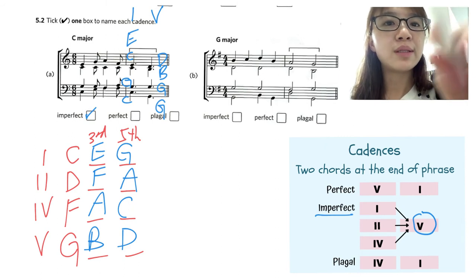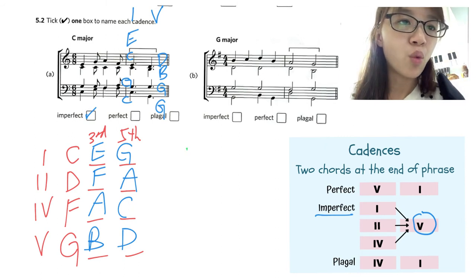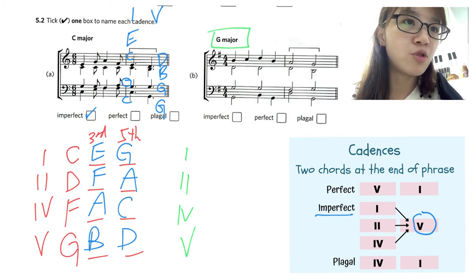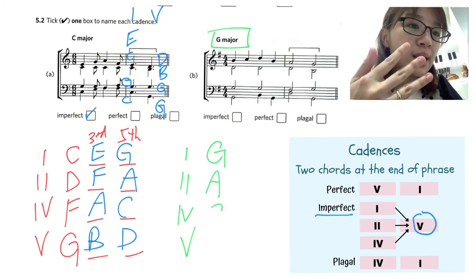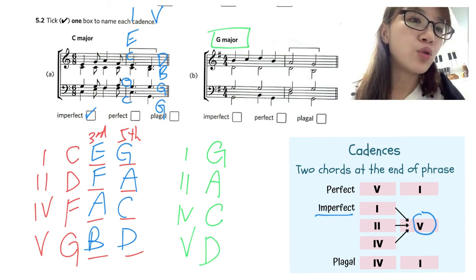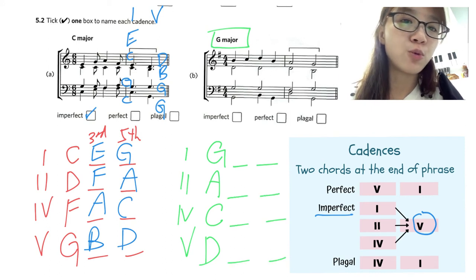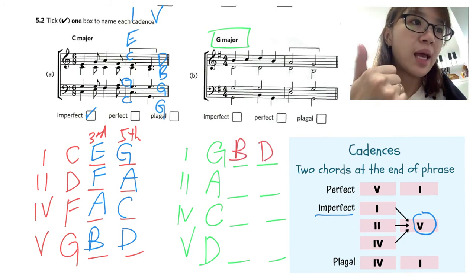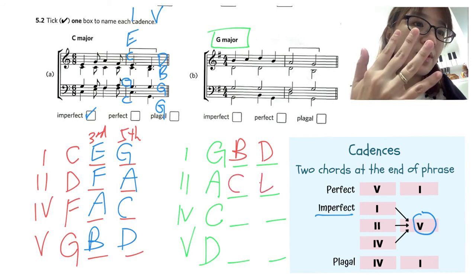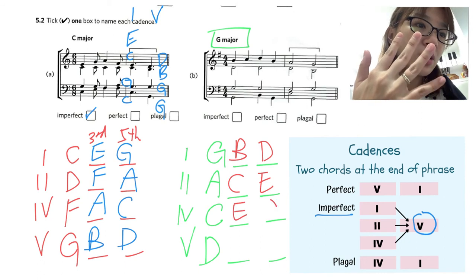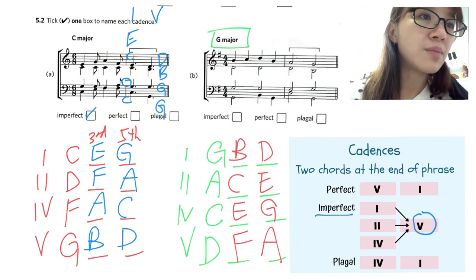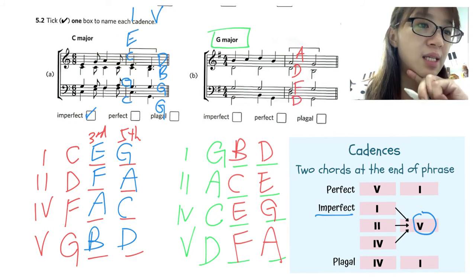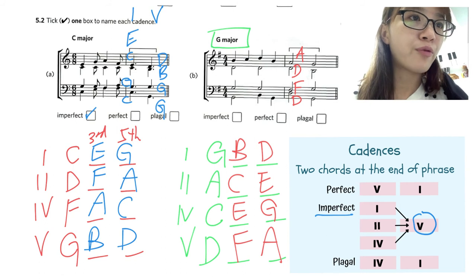Again, build the chords 1, 2, 4, 5 according to G major. So G, A, B, C, this is chord 4, D. Now you build the third note and the fifth note. G, A, B, C, D; A, B, C, D, E; C, D, E, F, G; D, E, F, G, A. Now write down the letter names. You have A, D, F, D, F, A. That gives you chord 5.